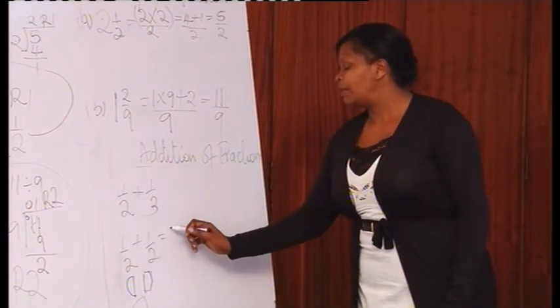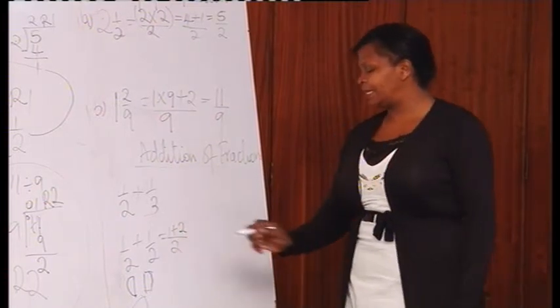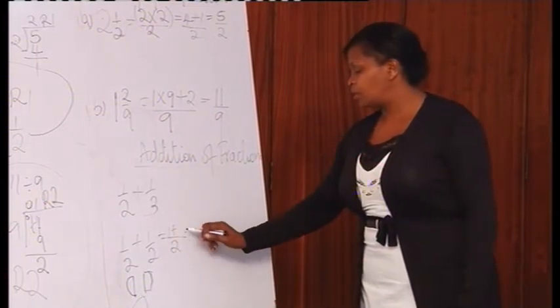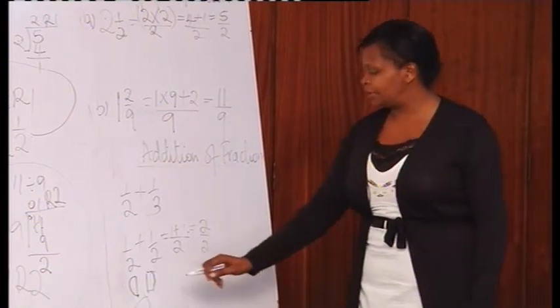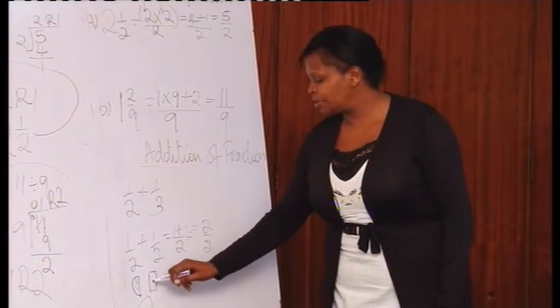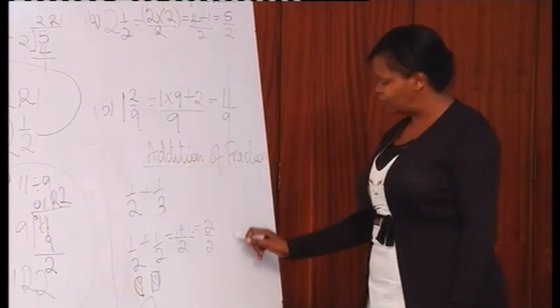This will be 1 plus 1, but because the denominator is the same, I just write it over 2. So I will get 2/2. This is the first piece. The second piece will be 2/2, which is the same as 1.